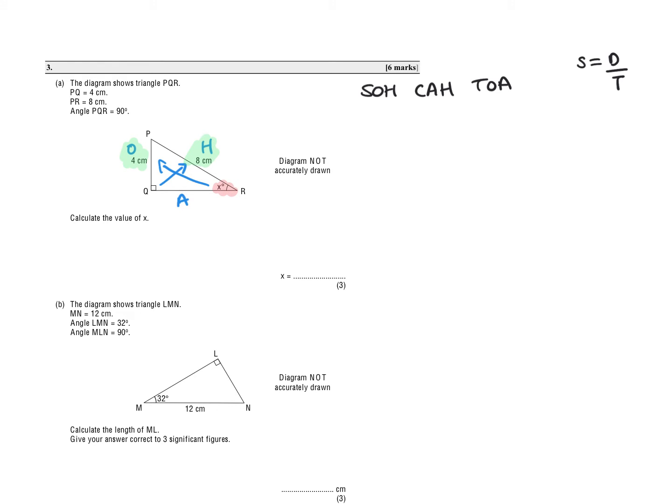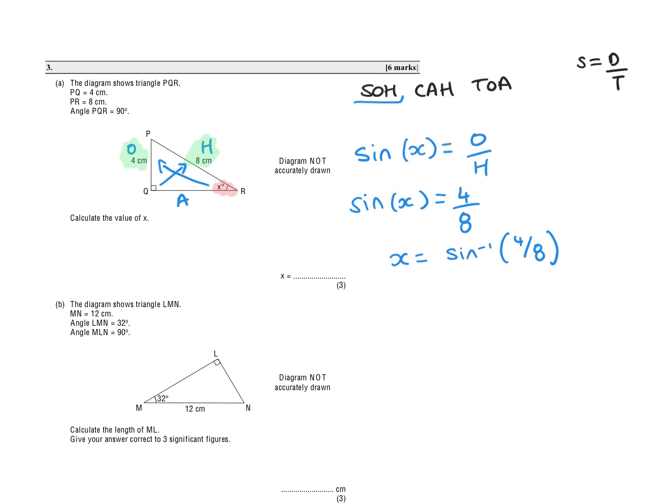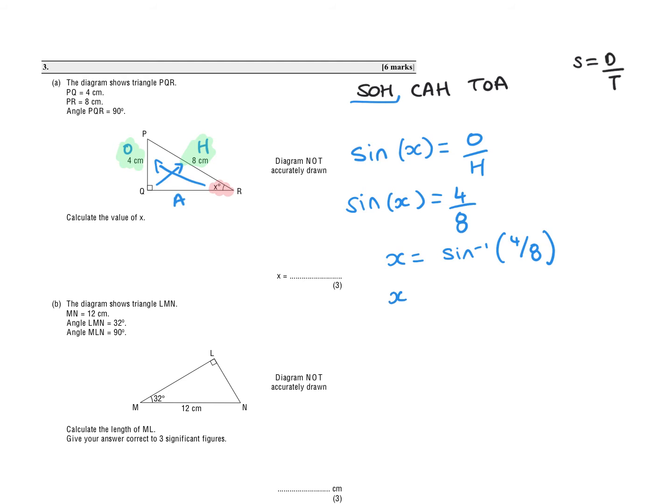Brilliant. So O and H is sine. So that means sine of my angle equals opposite over hypotenuse. Sine of my angle equals 4 over 8. So that means my angle is inverse sine of 4 over 8. I'm going to put that into my calculator and I'm going to get 30 degrees. Now this is actually a nice whole number. I didn't have to round any of that.